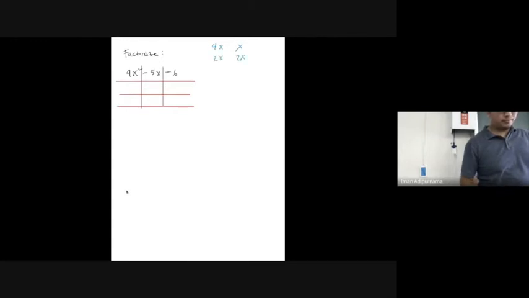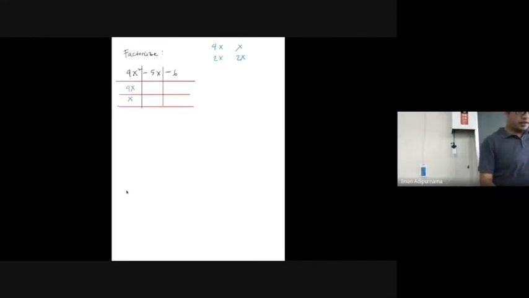Before, I told you that we can make some table here. And then we can input some value. It can be 4x, x, or 2x, 2x, right? And try that first. If it doesn't work, try the other one. Maybe you can try the 4x and x first.